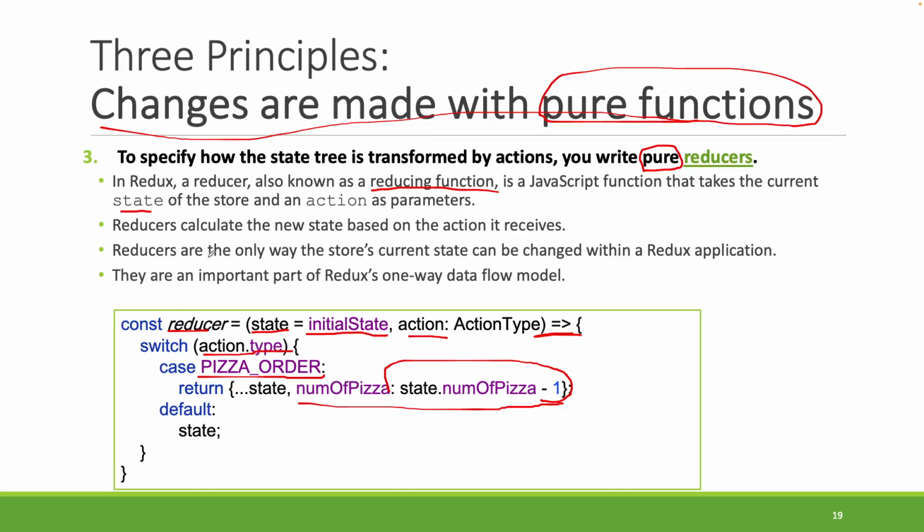So reducers are the only way the store's current state can be changed in a Redux application. So if you want to make a change, you have to dispatch an action, and the action eventually is going to be used by the reducer. What the reducer does is, based on the logic, generate a new state. They are an important part of Redux's one-way data flow, which means if you want to make a change, you have to go through dispatching an action, and the reducer is going to generate the new state. Okay.